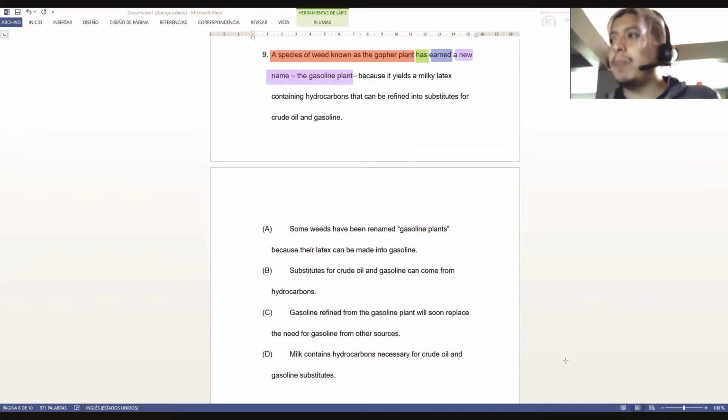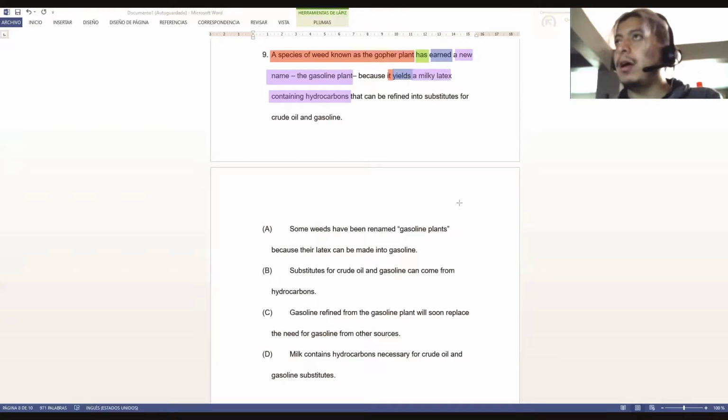This is a connector. And you have another subject, it, the gopher plant. The verb, you don't have an auxiliary because this is the simple present, the third person singular, so the verb has an S: it yields, it produces, it gives. And then the complement, a milky latex containing hydrocarbons. Yes, it yields, it produces a milky latex containing hydrocarbons.